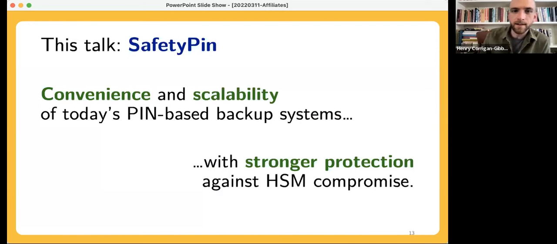So the goal of this talk is to present to you the system called SafetyPin that gives sort of the convenience and the scalability of these PIN-based backup systems that we use today, but with much stronger protection against compromise of the constituent hardware devices. So all the goodness with much stronger security.